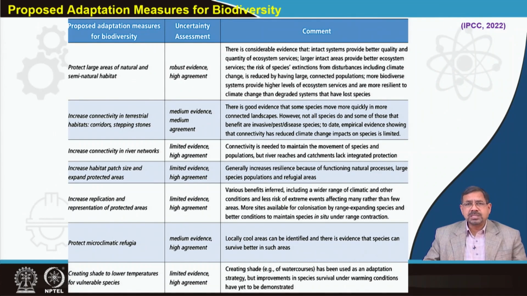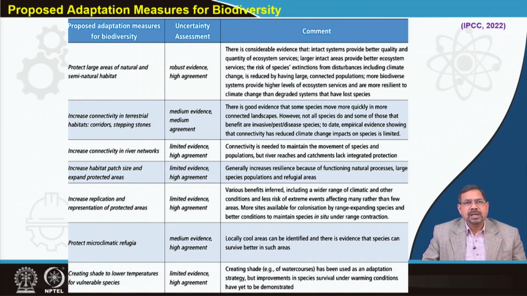So, the comment is there is considerable evidence that intact systems provide better quality and quantity of ecosystem services. Yes, we agree. This is because if it is an intact system, then the quality and quantity of ecosystem services delivery is better. So, larger intact areas provide better ecosystem services. The risk of species extinction from disturbances including climate change is reduced by having large connected populations. So, if you have a large and connected population, then the risk of species extinction will be relatively reduced. Then more biodiverse systems provide higher levels of ecosystem services and are more resilient to climate change than the degraded systems that have lost the species.